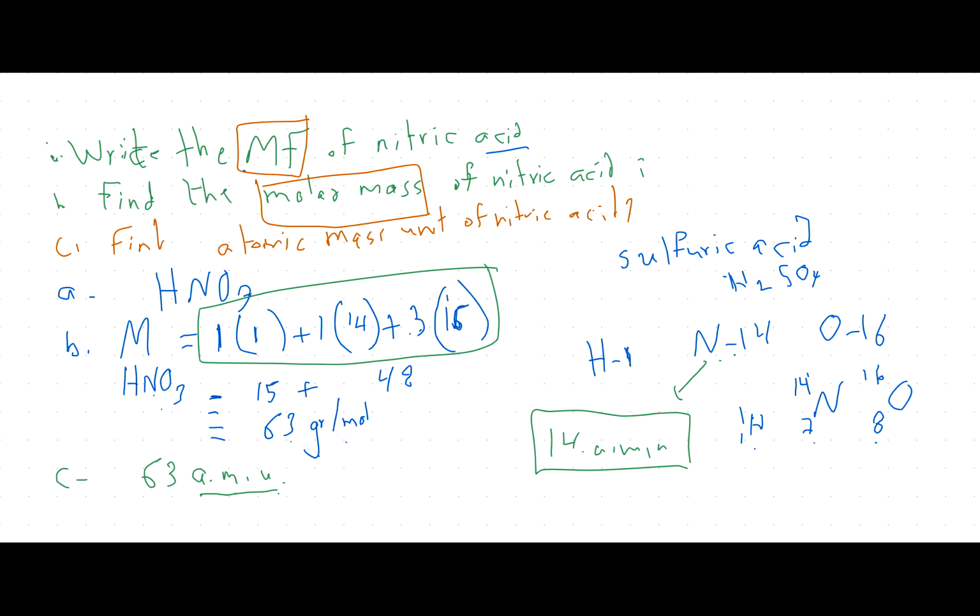Now I just want you to memorize that atomic mass unit means adding the atomic masses and giving it the unit AMU. Molar mass is adding the atomic masses, but giving it the unit gram per mole. And this is the one that I use in my calculation, in that equation.